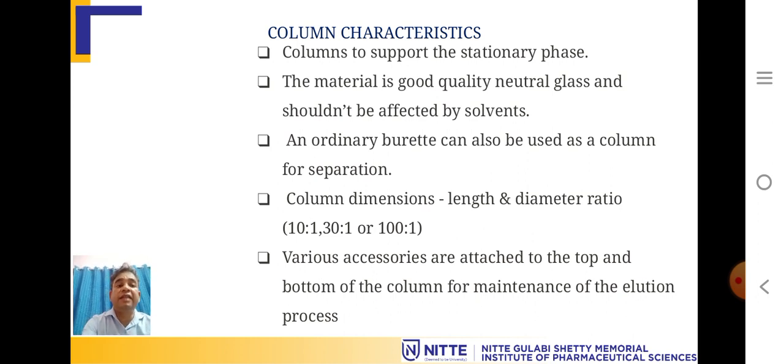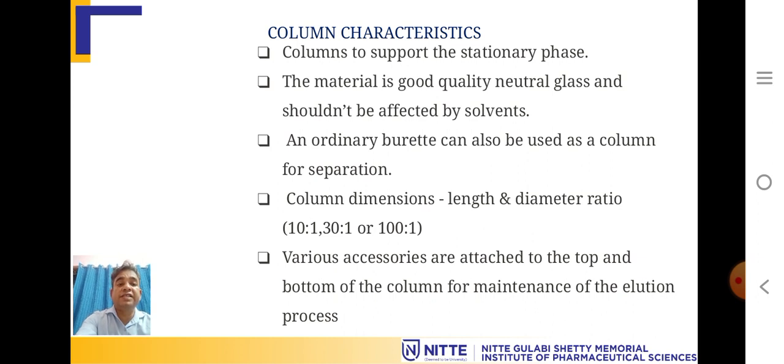And the ratio between length and diameter is generally 10 is to 1, 30 is to 1, and 100 is to 1. It depends upon where it is used and how much sample there is, right? So it is better in the lab to always use 10 is to 1, and the width should follow this ratio, right? 30 is to 1 is also permitted, and 100 is to 1 is also permitted. Means if the length is 100 meter, the width should be 1 meter, and if it is 30 meter length, it should be 1 meter, and 10 is to 1. These are the length and diameter ratios of the permitted column to have a proper separation, right?